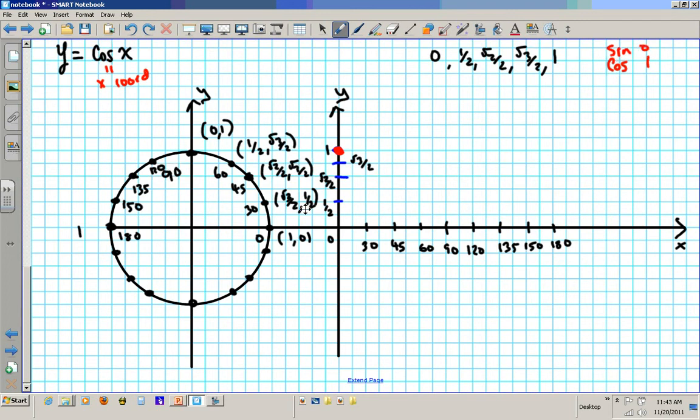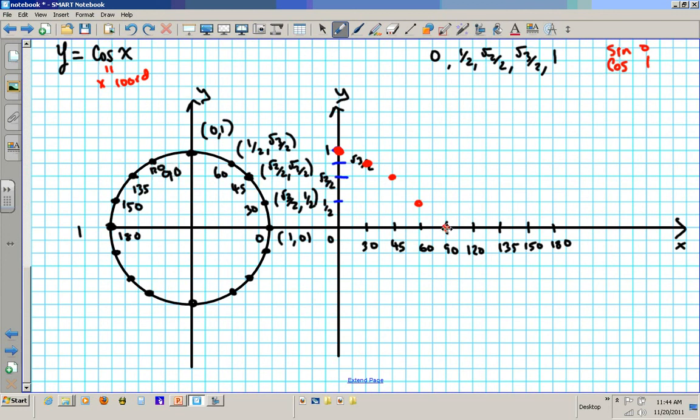1, and then this one, we're just looking at just the x-coordinates. So it goes from 0, 1. Next one is root 3 over 2, drops down here. Next one is root 2 over 2, drops down here. For 60 degrees, it's 1/2, drops down here. For 90 degrees, it's 0, all the way there.